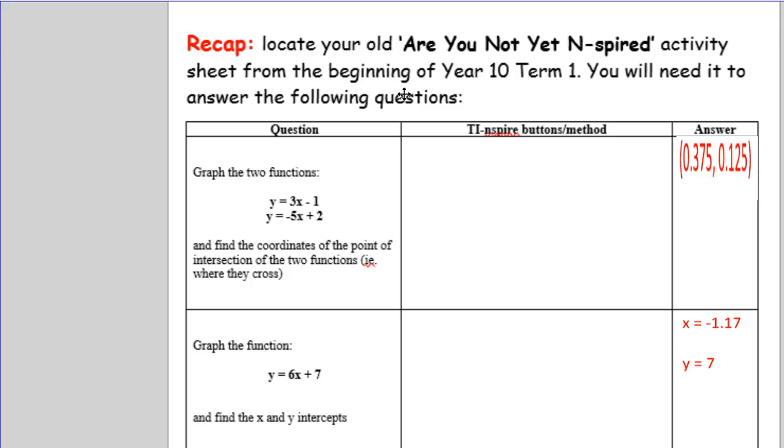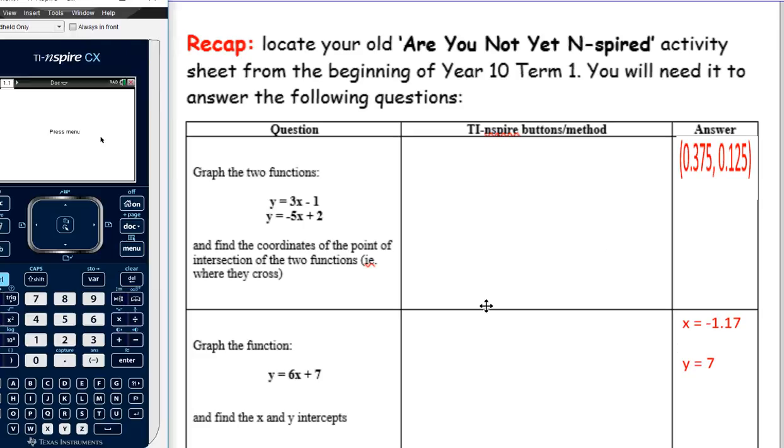You're asked to graph the two functions and find the coordinates of the point of intersection. This is showing you another method you can use, other than the graphing method on the previous page. You can use the Nspire to find the point of intersection. 0.375 and 0.125 is the answer, but how did we get that? I would say you write down whatever you did in your Are You Not Yet Inspired sheet. I can also show you how I would do it, which maybe is similar.